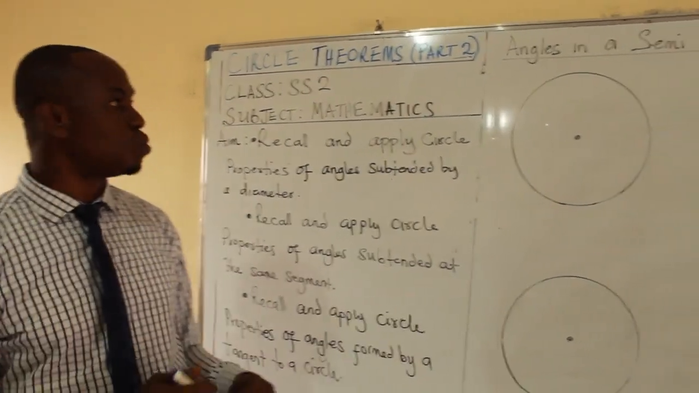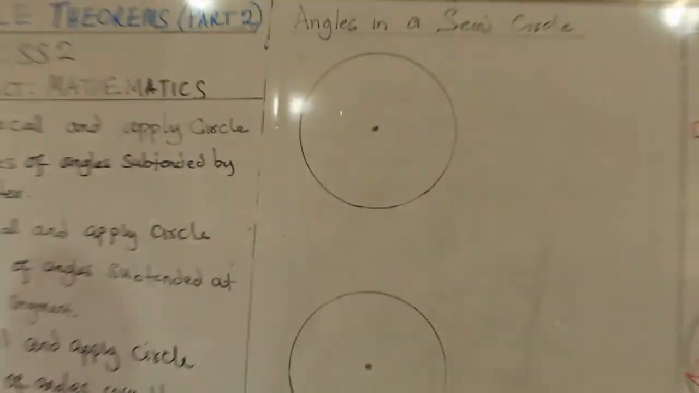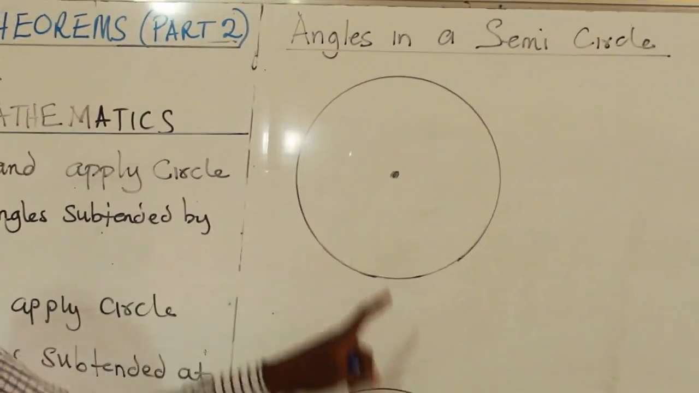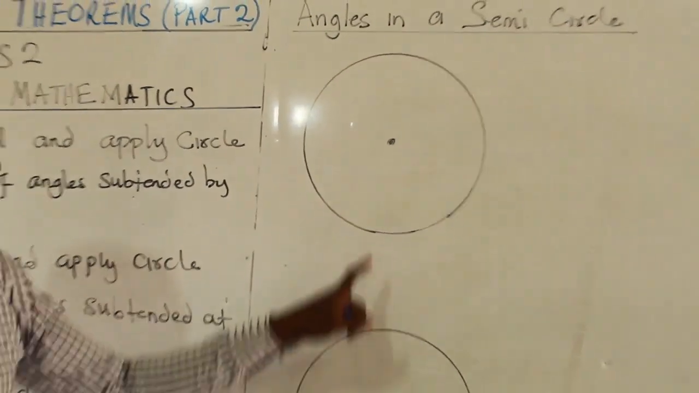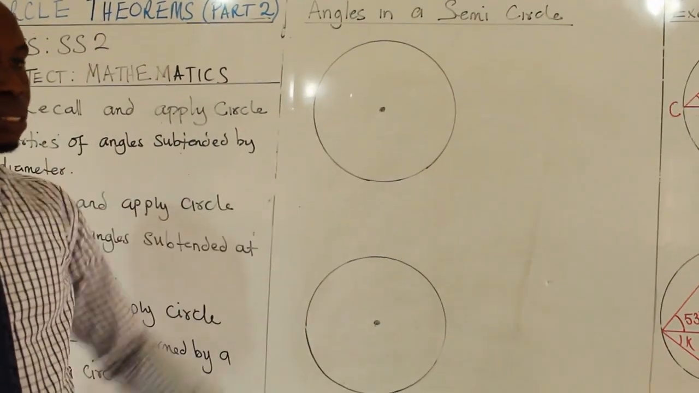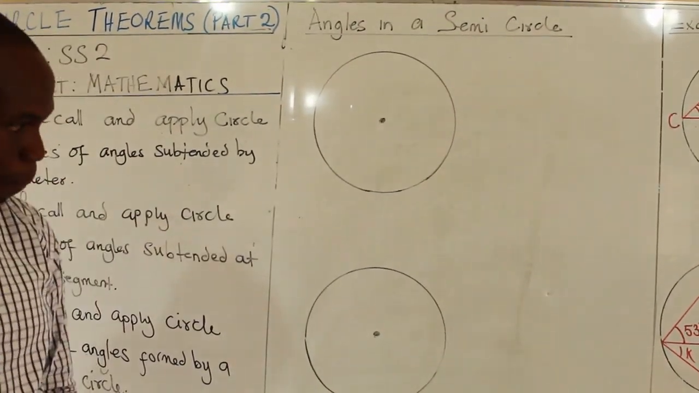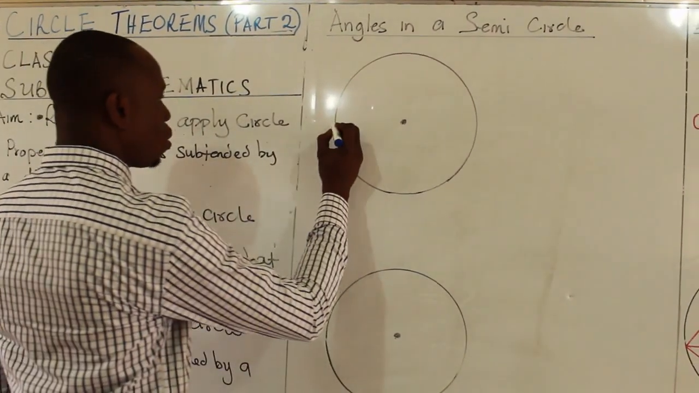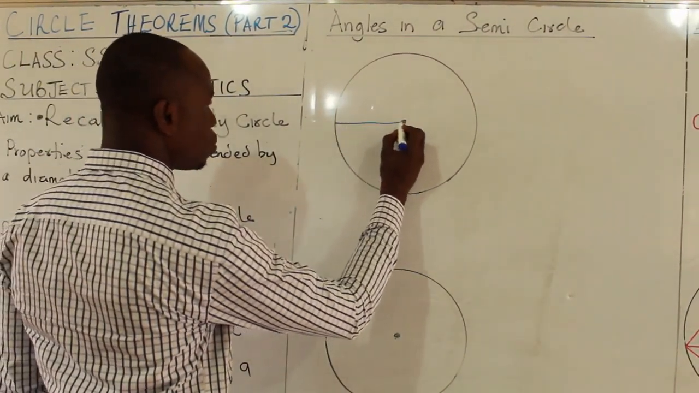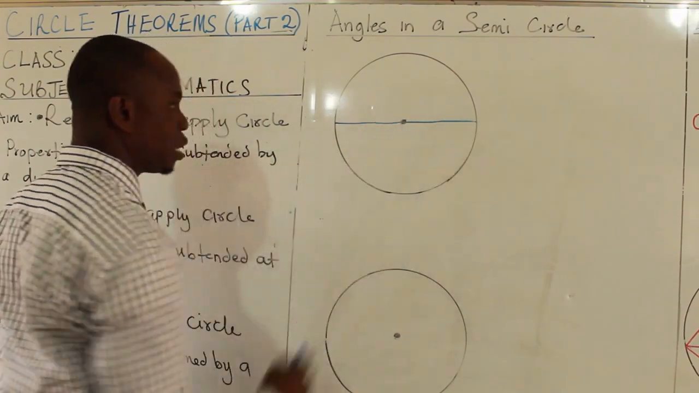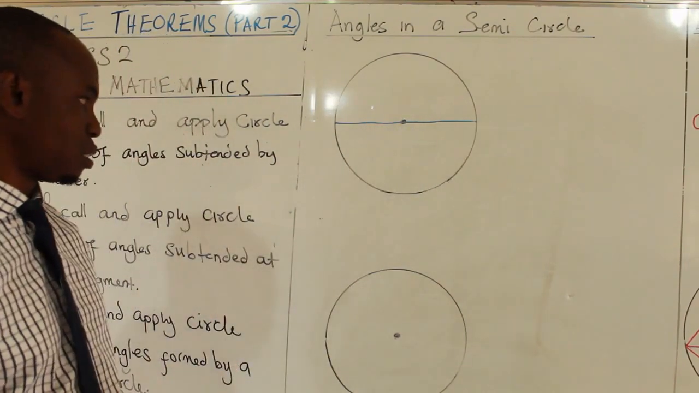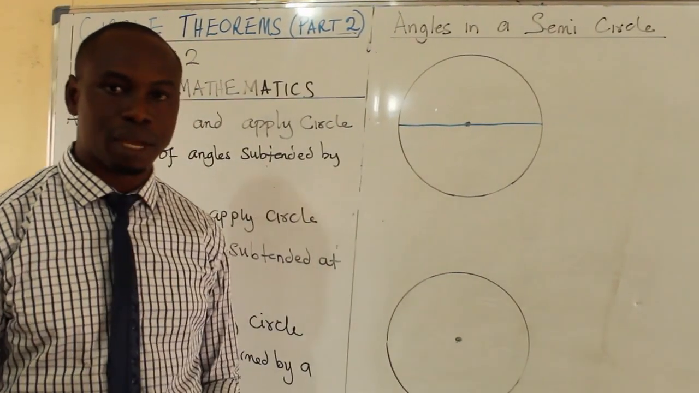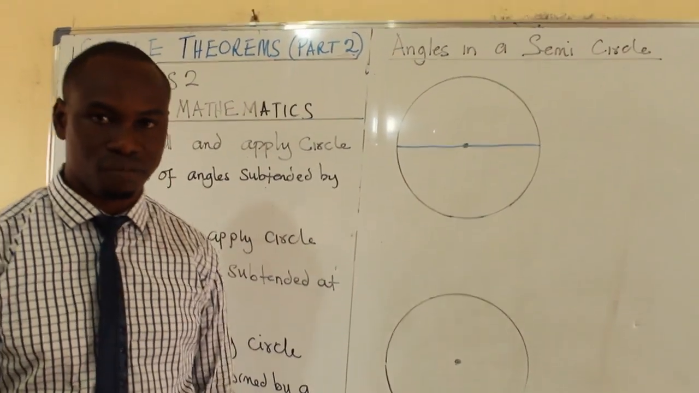It is angles formed in a semicircle. I have a circle drawn here. I have another circle drawn here. I had the center of the circle as the dot I put there. If I draw a line from one end of this circle and cross the center to the other end of this circle, that line is called a diameter. We had said that in our first video.